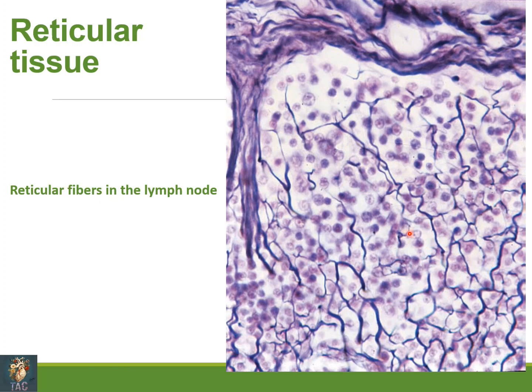This is another slide from the lymph node in which also you can see the silver stained reticular fibers. These silver stained fibers are blackish in color in this area. In addition to these fibers, you can also see a large number of the cells which are of lymphoid origin.